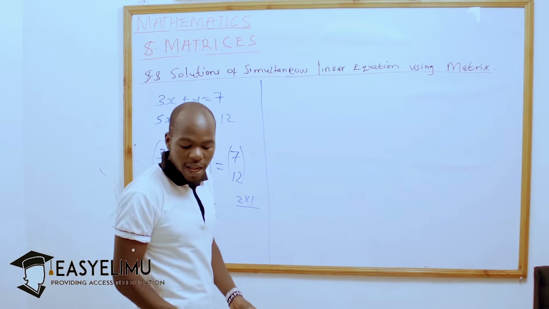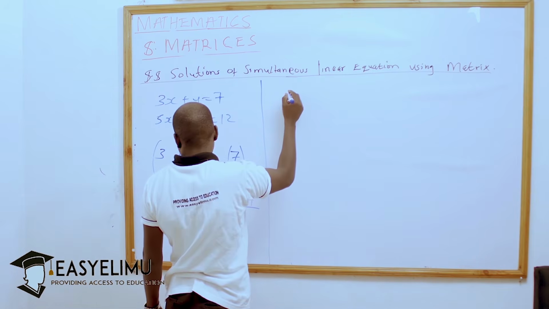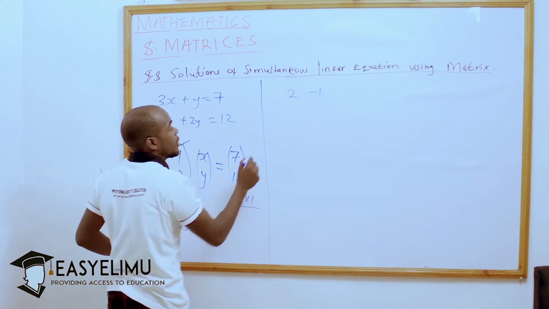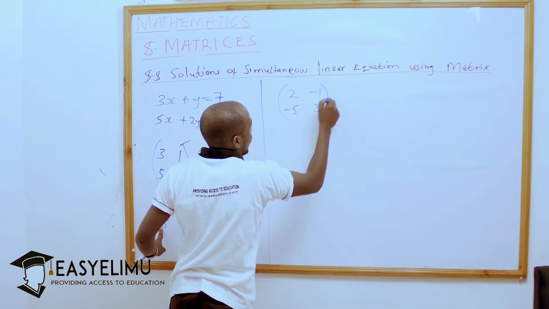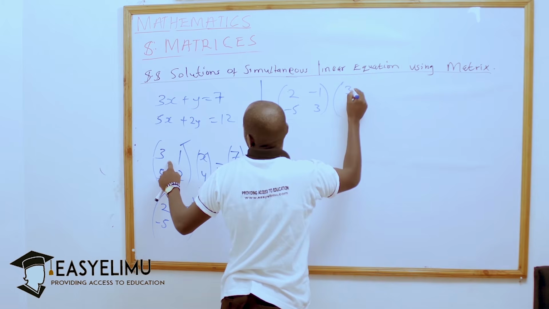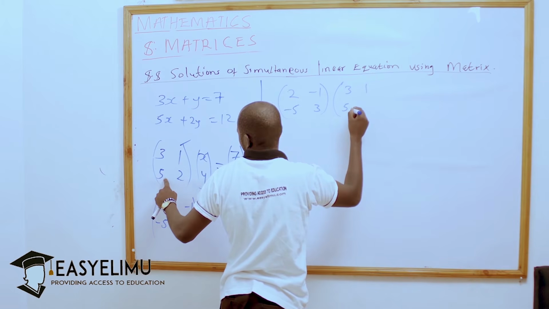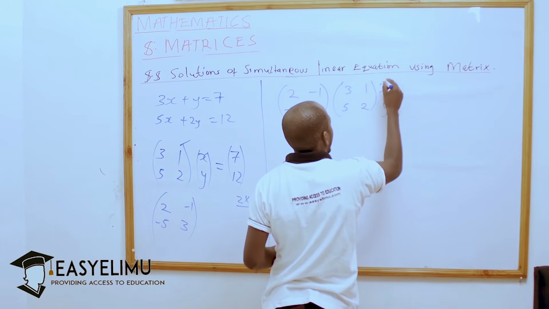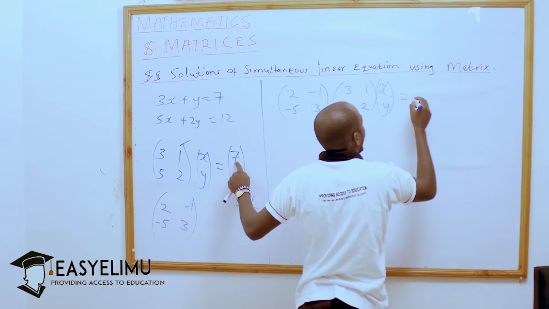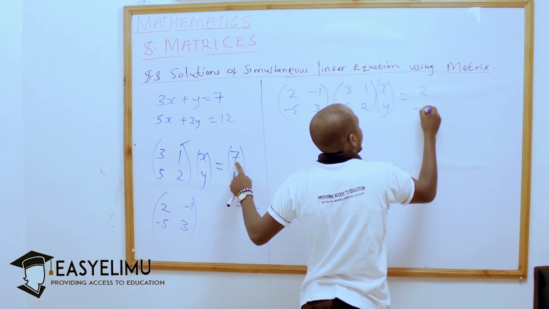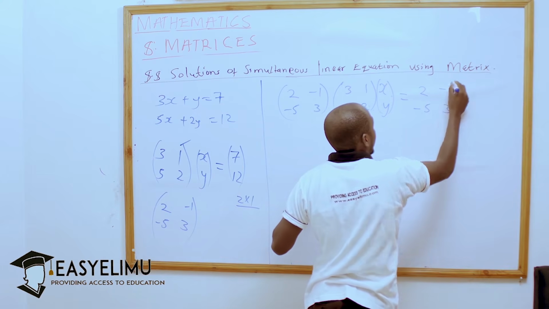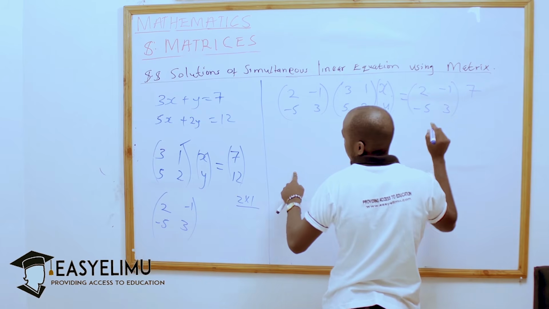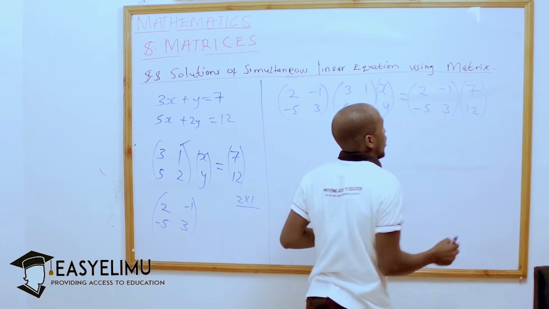So we are going to pre-multiply it on both sides. That is 2, -1, -5, 3. We pre-multiply on both sides, so it will be 3, 1, 5, 2 is equal to, actually here is x, y, then is equal to, for this side we also pre-multiply, 2, -1, -5, 3, and here we multiply by 7 over 12. So we are going to have that case.